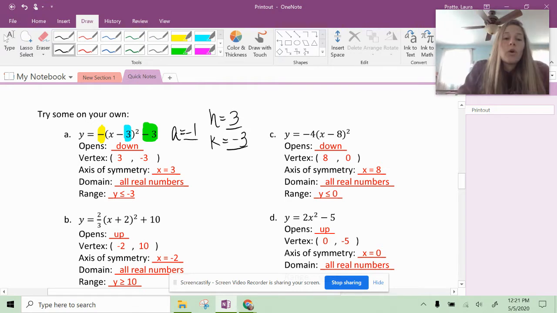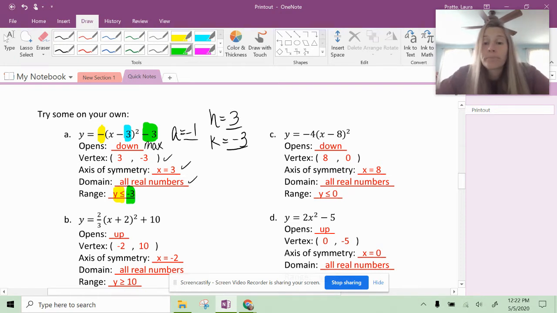So we know this is going to open down, which means it's going to have a maximum. The vertex is your H, comma, and then your K, so that's going to be 3, comma, negative 3. Your axis of symmetry is going to be x equals whatever that H value is, which in this case is positive 3. Your domain is always all real numbers, and your range in this case is going to be y is less than or equal to, because it was an opening down type of vertex, and then whatever that K value is. So it's going to be less than or equal to that negative 3.